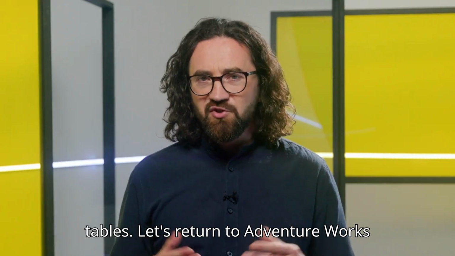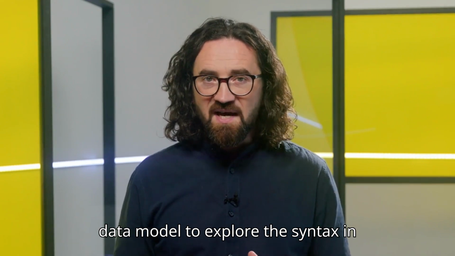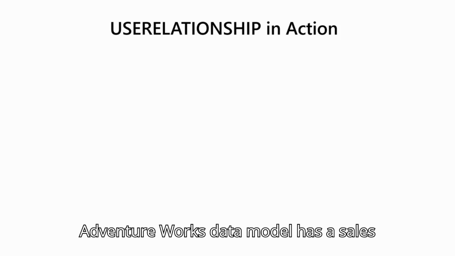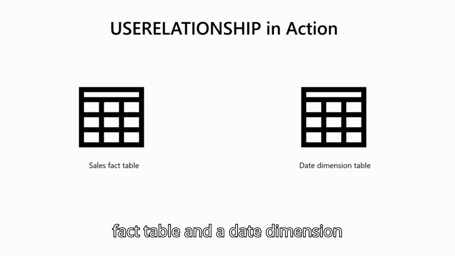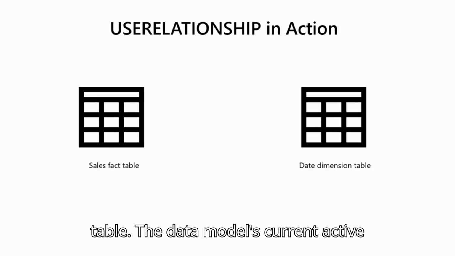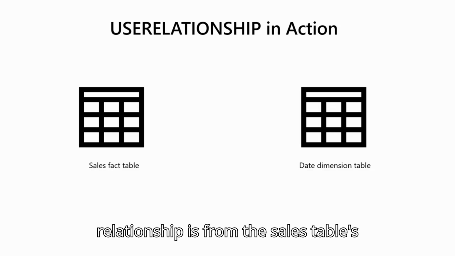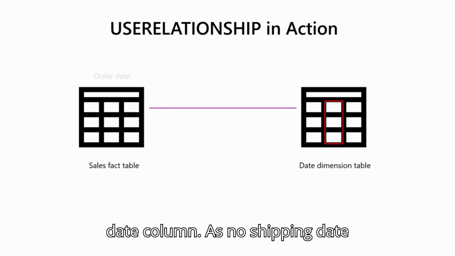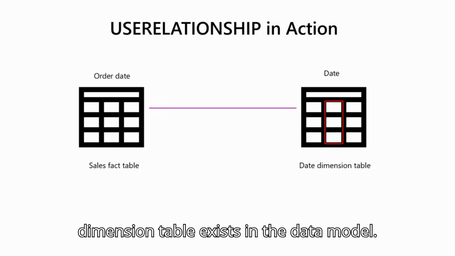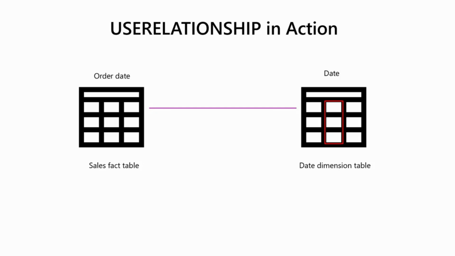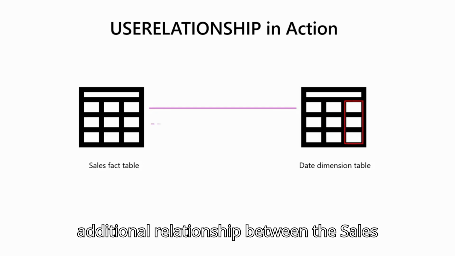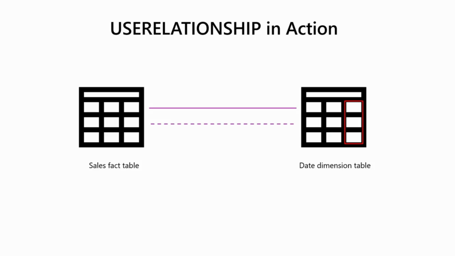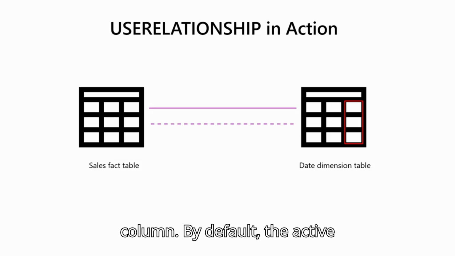Let's return to the AdventureWorks data model to explore the syntax in action. As you discovered earlier, the AdventureWorks data model has a sales fact table and a date dimension table. The data model's current active relationship is from the sales table's order date column and the date table's date column. As no shipping date dimension table exists in the data model, AdventureWorks needs to create an additional relationship between the sales fact table and the date dimension table using the sales table's shipping date column.